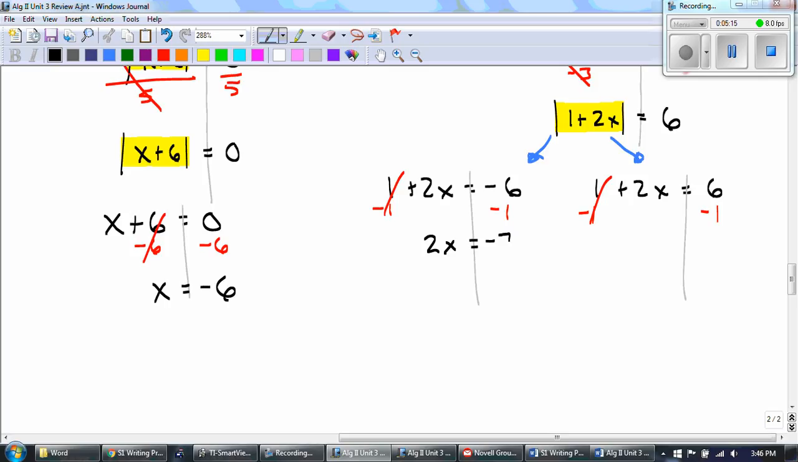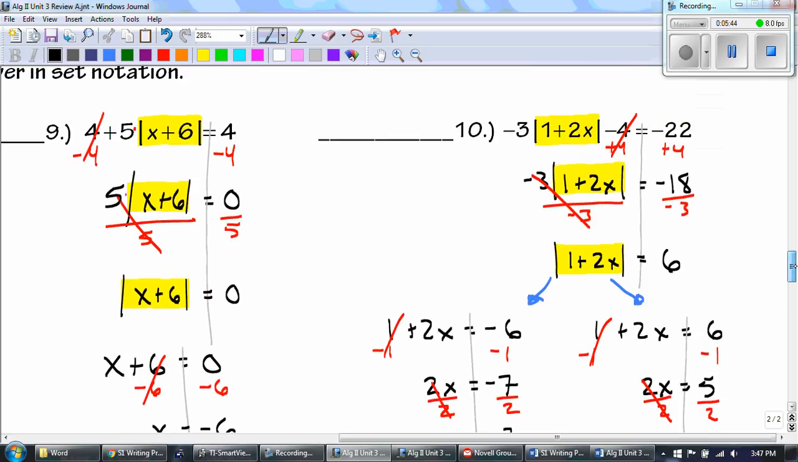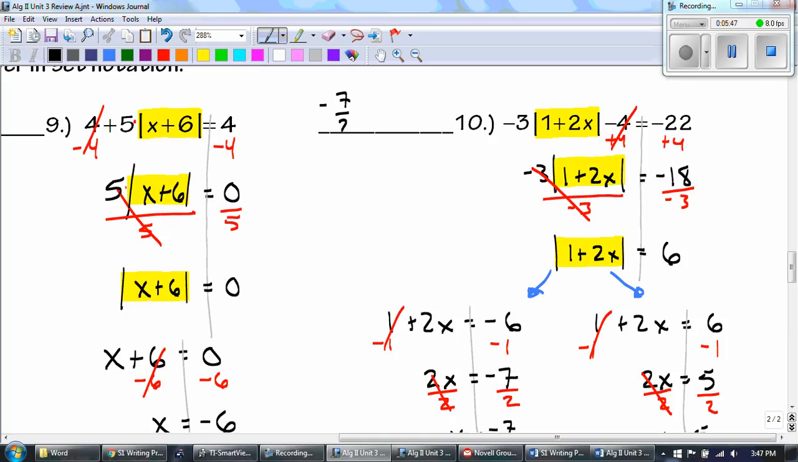-6 minus 1 is -7. 6 minus 1 is 5. To get the x by itself, I divide by 2. And I get x equals, I want the fraction for both of them. Yeah, it's okay, you can get fractions. Okay, so that means that x can equal -7/2, or it could equal 5/2.